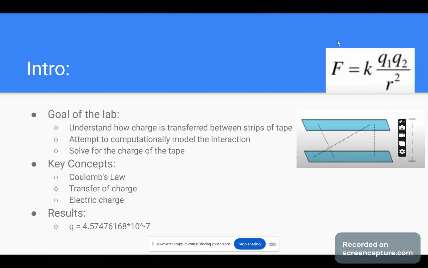Coulomb's law, as shown in the equation in the top right, can be modeled as F equals K Q1 Q2 over R squared. Now, notice that this is a scalar, not a vector, so this is the magnitude of the electric charge, where K is equal to 9 times 10 to the ninth. Q1 and Q2 are the respective charges of the two particles involved, and R squared is the scalar distance between the two particles. And then, quick preview of the results. We computed the charge of the tape to be 4.57 times 10 to the negative 7th coulombs.